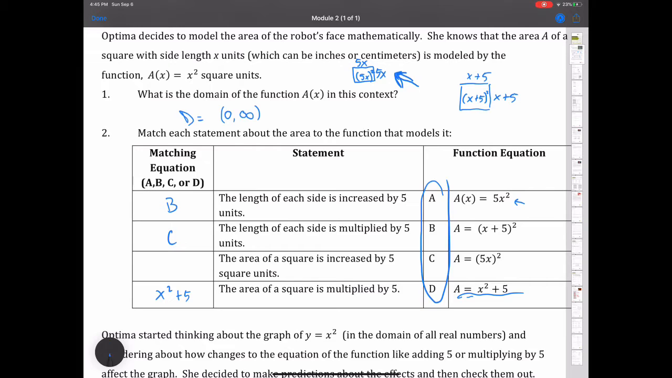And the last one, I guess I could write just D. And the last one is, I meant to put that right there. The last one, the area of the square is multiplied by 5. So we already have our square, and then we multiply it by 5. That will leave us with our last one that we have, A.